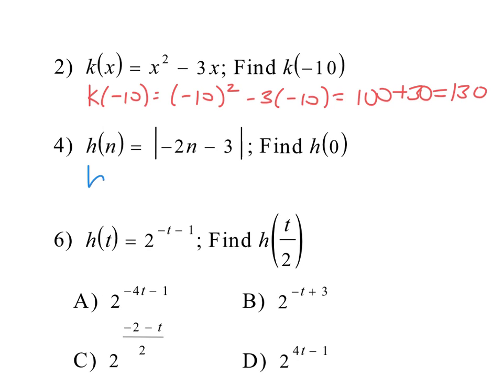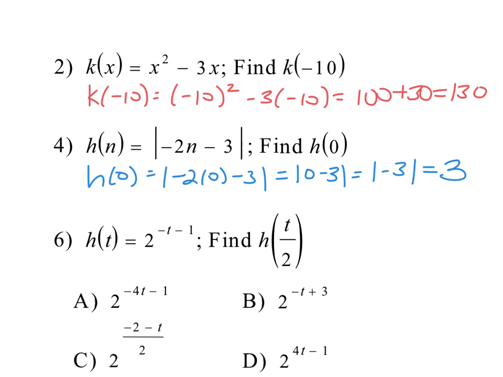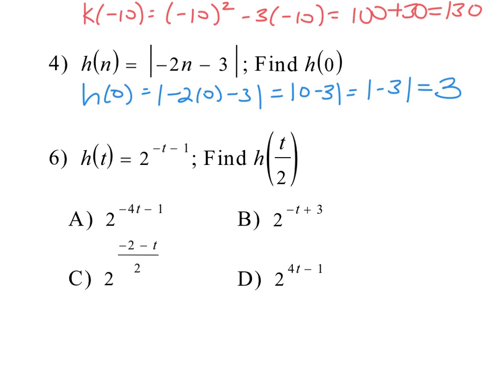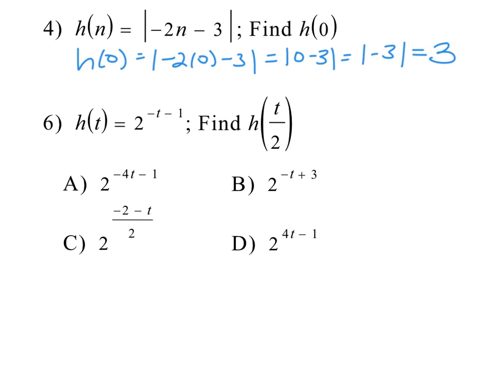Number 4 is an absolute value function. So we get 0 minus 3, so we've got negative 3 in the absolute value, which is equal to positive 3. And the last one here, oh, this is kind of a nasty one. So we're not substituting a numeric value, we're substituting an expression, so t over 2. So we're going to take this guy over here, and instead of t, we're writing t over 2.